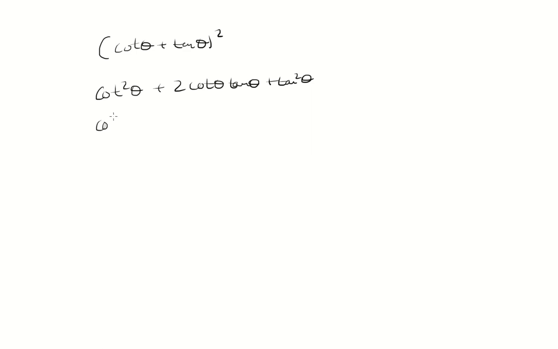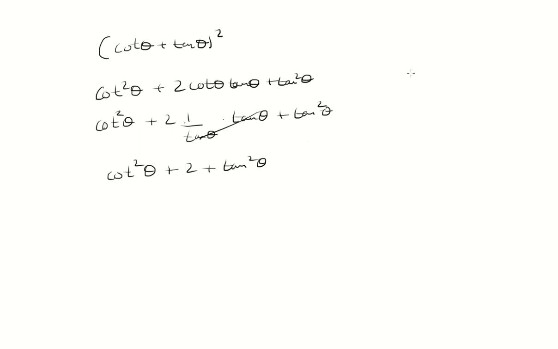Now, cotangent is just 1 over tangent. So when I multiply that by tangent, they're going to cancel. And so I'm left with 2 times 1, which is 2. So it's cotangent squared plus 2 plus tangent squared.